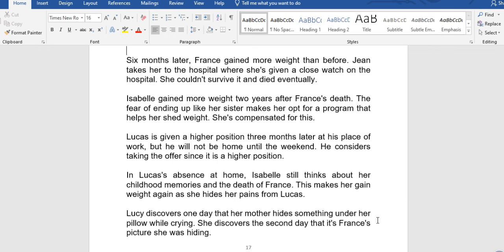Lucas is given a higher position 3 months later at his place of work, but he will not be home until the weekend. He considers taking the offer since it is a higher position.